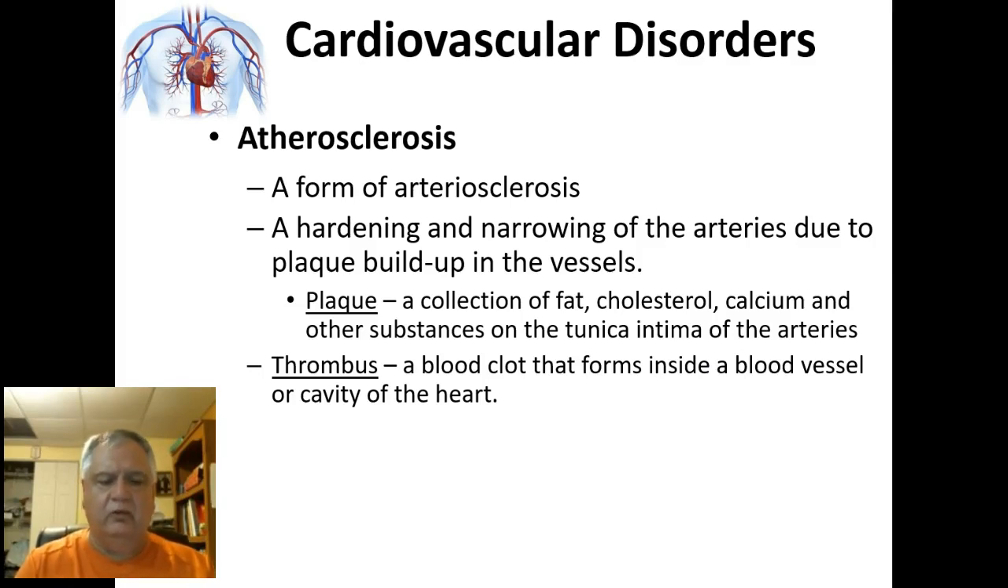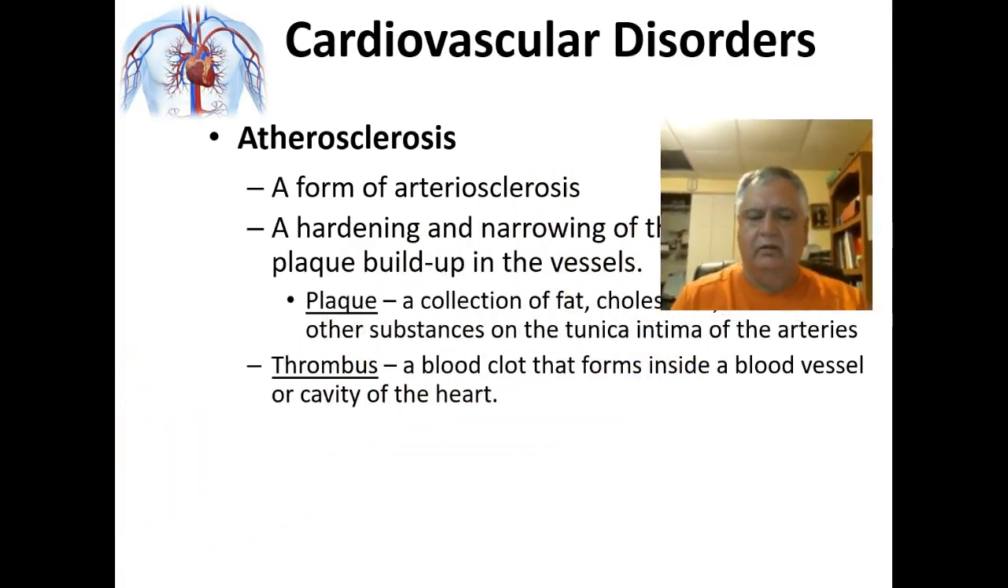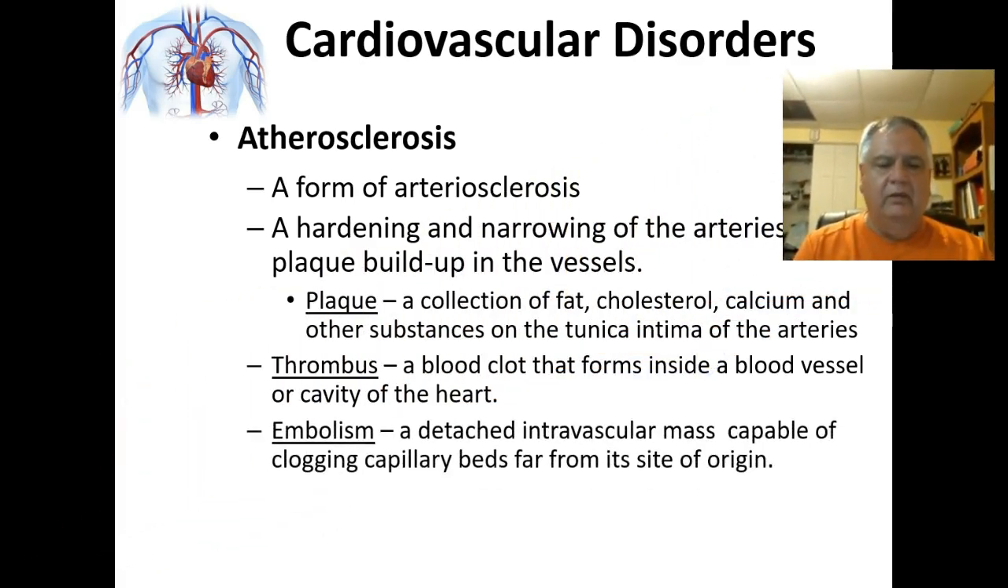Also associated with this, we should talk about a thrombus. A thrombus is a blood clot that forms inside a blood vessel or inside the cavity of the heart. And that is distinguished from an embolism. An embolism is a detached intravascular mass, which is capable of clogging capillary beds far from the site of origin. So one of the things that could happen is you could have a thrombus, let's say, form in a vein in the leg. You might say a deep vein thrombosis, and a portion of that clot could tear away. That's the problem with DVTs.